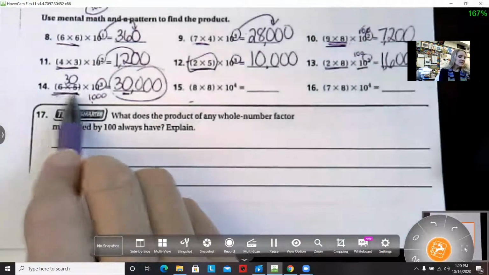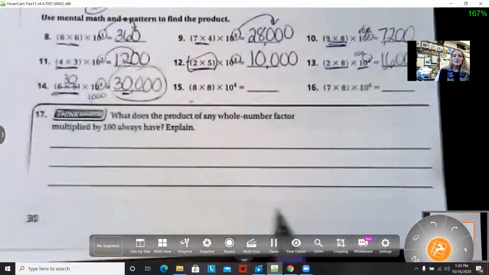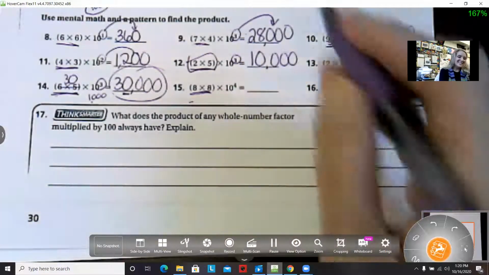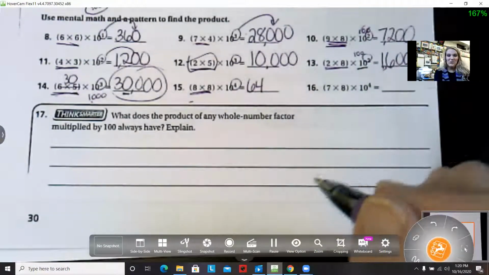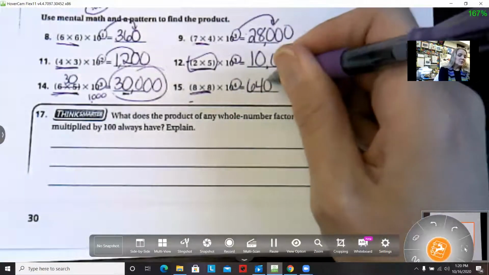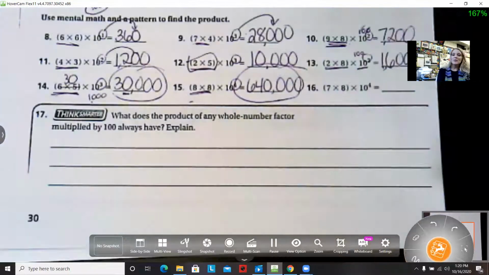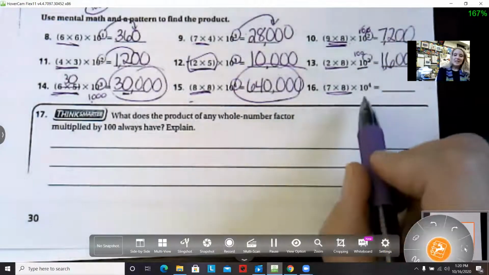30,000. So 6 times 5, the quantity of 6 times 5, I say, times 10 to the third power is 30,000. The quantity of 8 times 8, doubles fact, 64. And look how many zeros. This is going to be a really big number. Add 4 zeros. 1, 2, 3, 4. 640,000. And lastly, number 16 up here, my dog Archie, he does tricks.